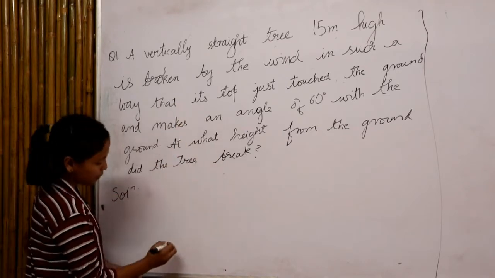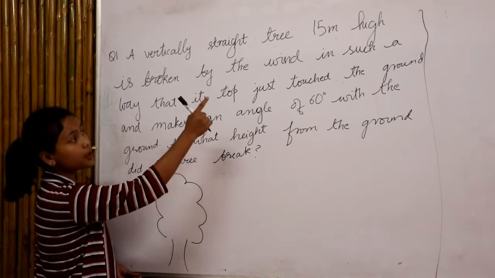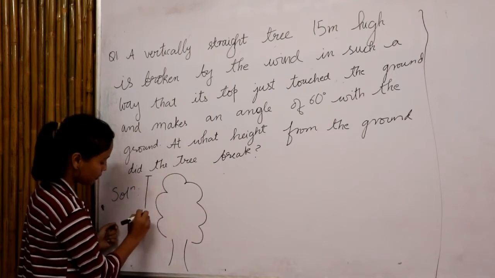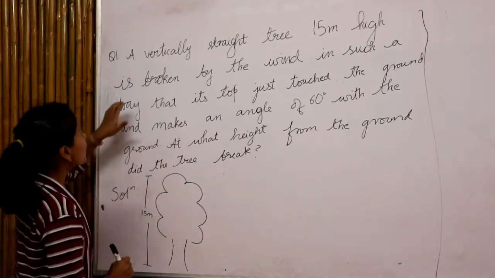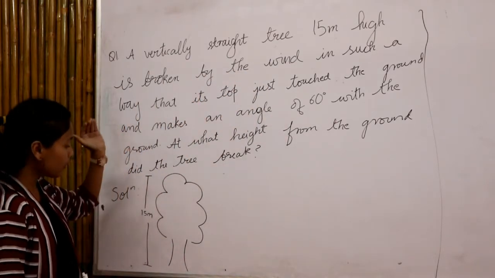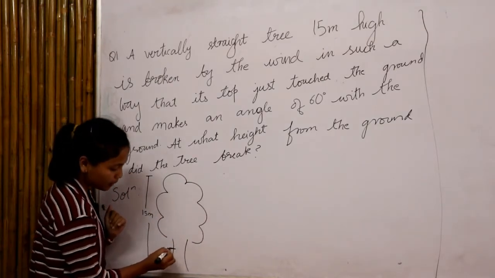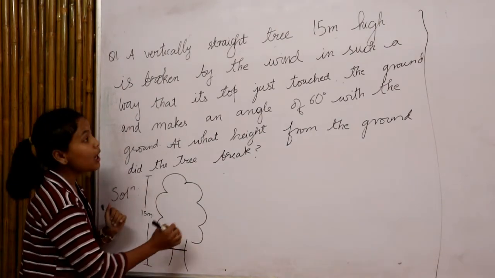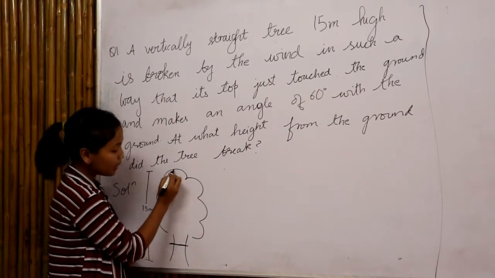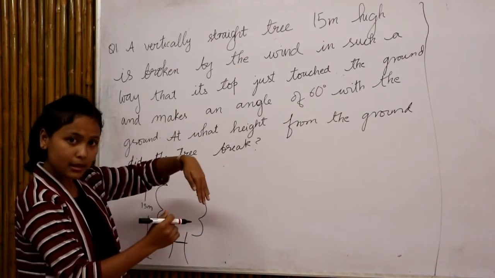A vertically straight tree. Let us draw a tree. 15 meters high, which means the height of this tree is 15 meters. It is broken by the wind in such a way that, when the winds come, this tree breaks. Suppose this tree breaks at this point, in such a way that its top just touches the ground. This is the top of the tree, right? This one will touch here. When the tree breaks, it will bend like this, right?